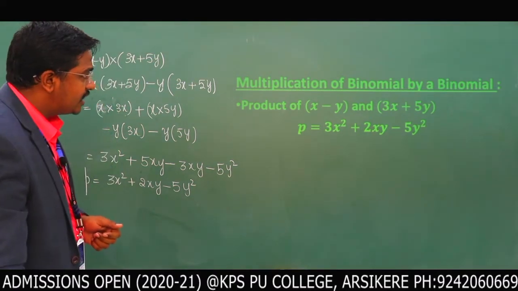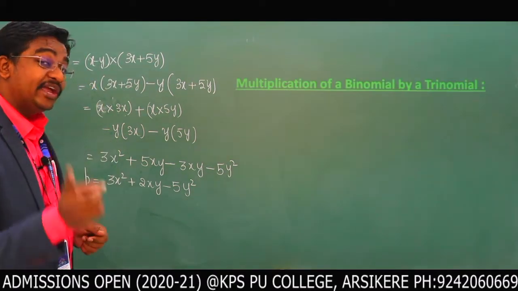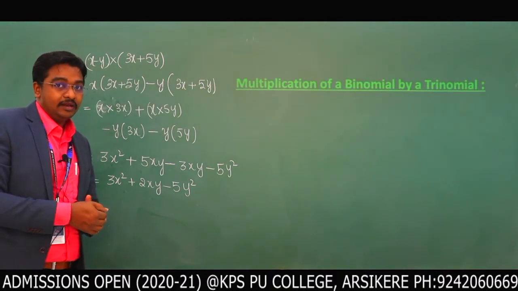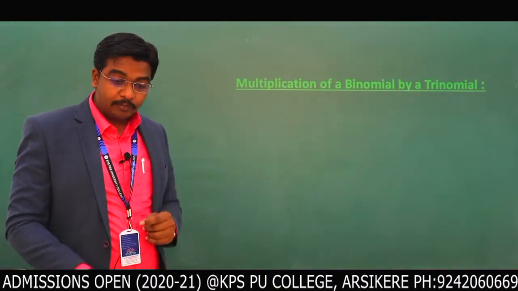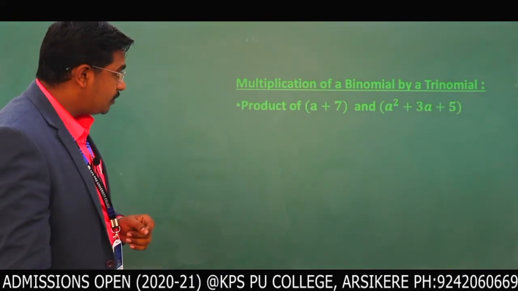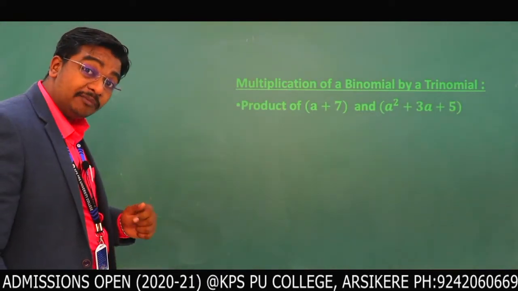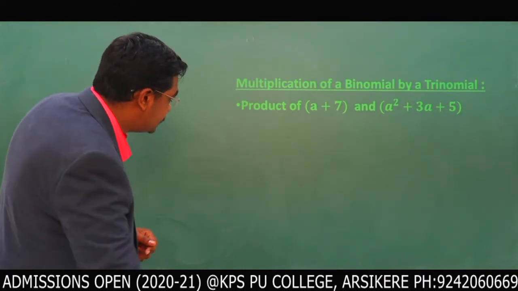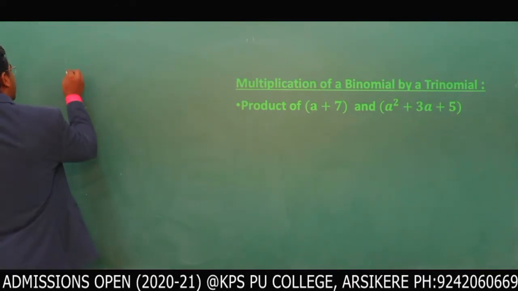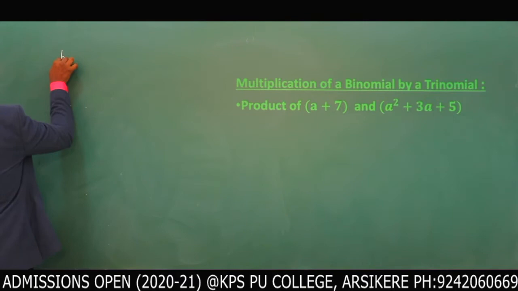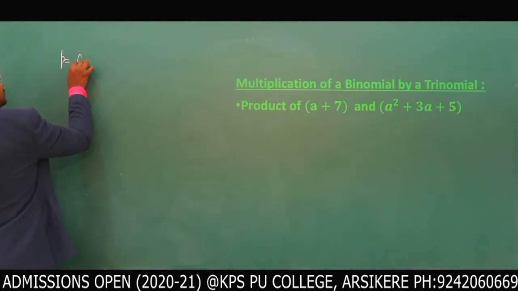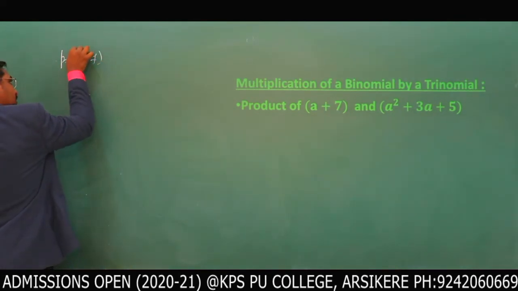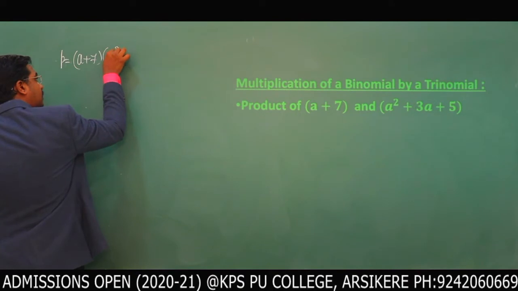So look at this next case, binomial by a trinomial. Look at the example, multiplication of a binomial by a trinomial. Binomial means having two terms, trinomial means three terms. So how to simplify this? Here the question is the product of a plus 7 and a square plus 3a plus 5. So first let's write the terms here, a plus 7 into a square plus 3a plus 5.